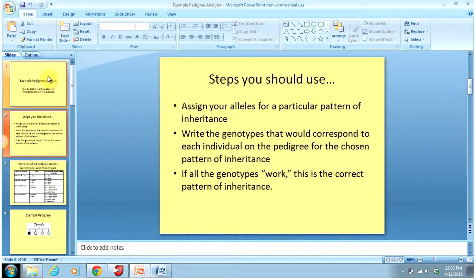The steps that you should always use when you're trying to determine the possible patterns of inheritance shown in a pedigree are first to assign your alleles for a particular pattern of inheritance. For example, if you are trying out autosomal dominance, you would use big A to represent the trait allele and little a to represent the normal allele. You're also going to write out the genotypes that would correspond to each individual on the pedigree for the chosen pattern of inheritance. And if all the genotypes work and you've gone through the entire pedigree, that's the correct pattern of inheritance. So let's go ahead and try that out.